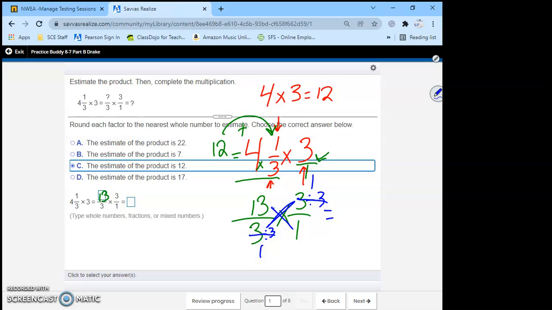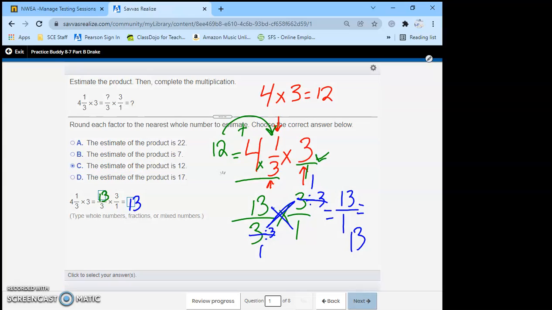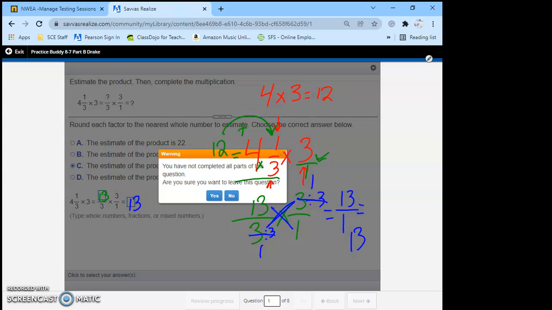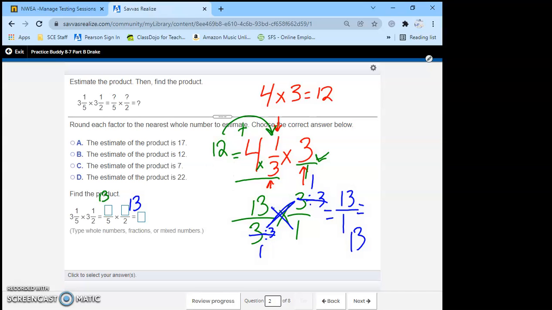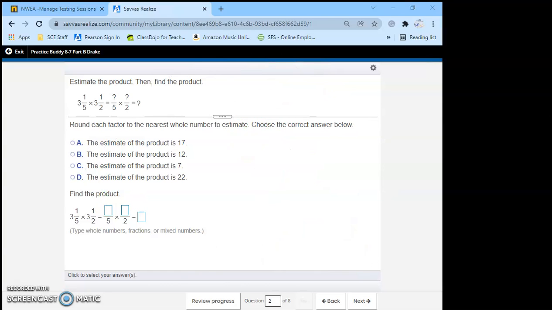We do the top times the top, the bottom times the bottom. 13 times 1 is 13. 1 times 1 is 1. So our answer is 13 divided by 1, which is 13 wholes. So right here, we're going to type in 13. Then we're going to move on to question number 2. And I'm going to erase all this. I'm still learning the best way to do this.